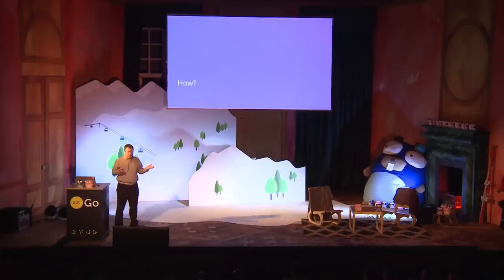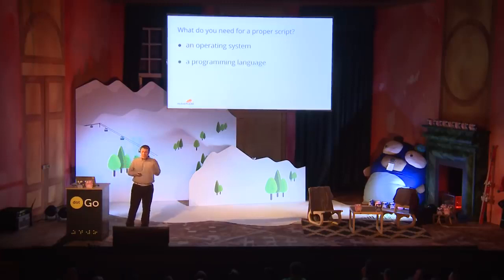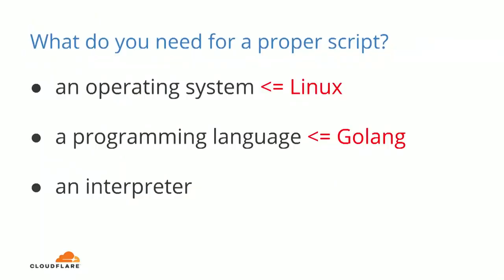So, okay, how do we do that? What do we need as an environment for a proper script? We need an operating system, we need a programming language, and an interpreter, right? For the purposes of this talk and the greater good, we will use Linux, because it's the only real operating system. The programming language is obviously Go. And what about the interpreter? How do you run your Go code in source form? People will say, oh, there is this official tool go run, and maybe we can use that.